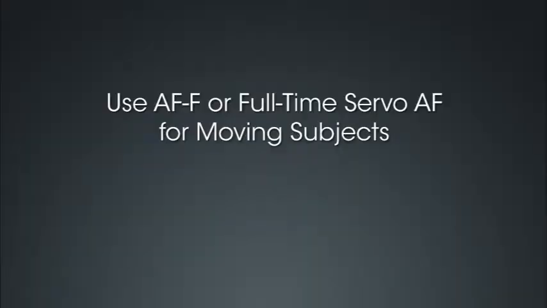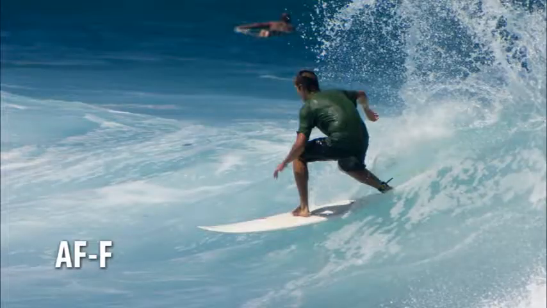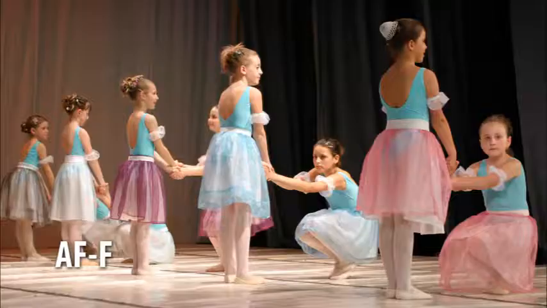The other autofocus mode that is available in live view is AF-F or full-time servo. This is a great mode to use for moving subjects. Using the selected focus point, the camera will focus continually even without the shutter button being pressed. Focus will be locked when the AF-ON button is pressed or when the shutter button is pressed halfway.